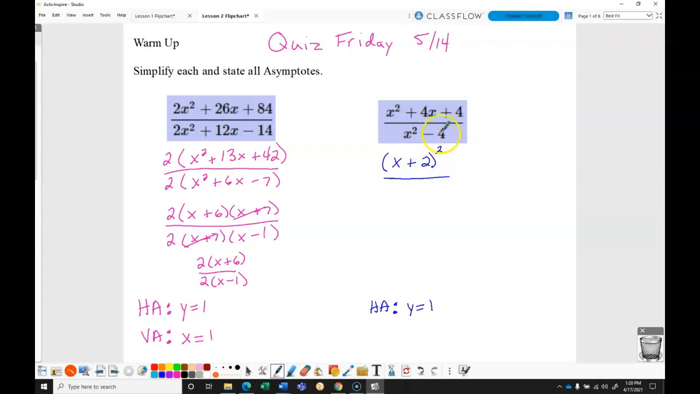And the bottom is the difference of two perfect squares. So that becomes the square root of x squared is x. One time we get a plus, and one time we get a minus. The square root of 4 is 2.